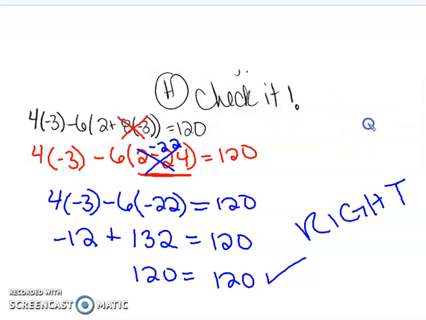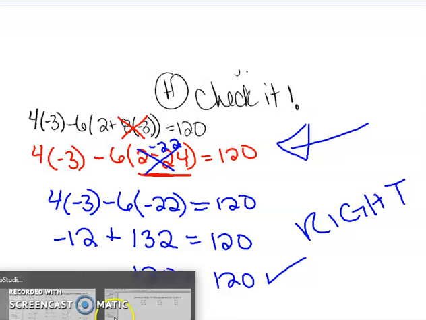I realize this is a hard and annoying step, but people miss it on every single test. So if you're going to miss stuff, you don't have a reason to because you can check it. All right?